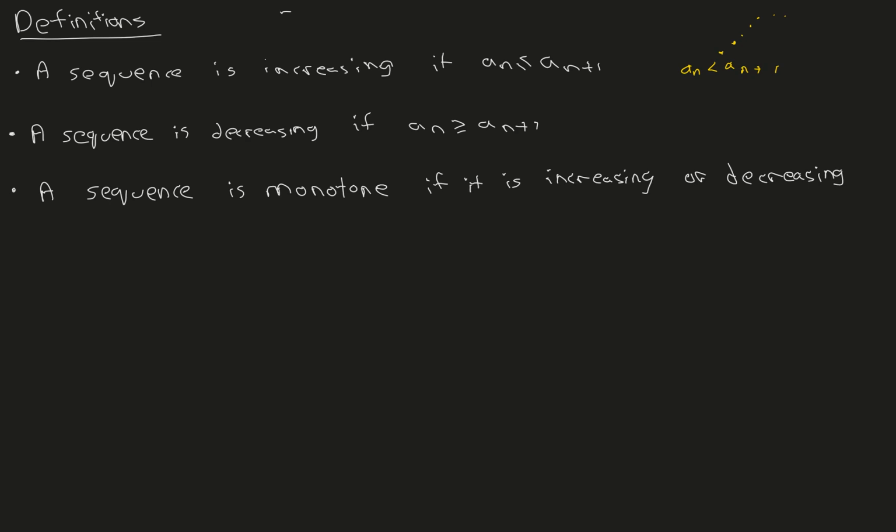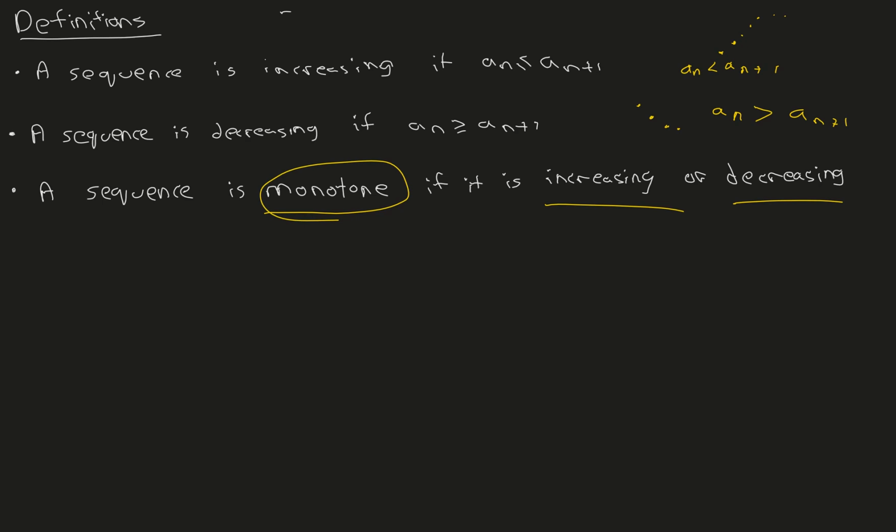Similarly, we say a sequence is decreasing if a_n is greater than or equal to the succeeding term, a_{n+1}. And we say a sequence is strictly decreasing if a_n is strictly greater than, and not greater than or equal to, a_{n+1}. And if a sequence is increasing or decreasing, then we say the sequence is monotone.